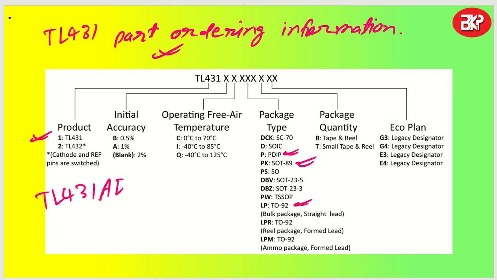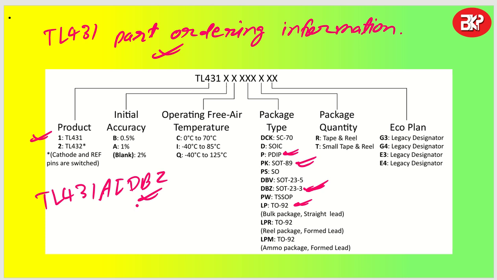TO92 package will also be very costly, and it has the maximum heat dissipation capabilities. For our understanding, we will take the lowest one, which is SOT23-3. That is going to be DBZ. This is the lowest cost that I will take. Now for package quantity, you can have tape or reel or something, so later you do not have to worry. So this is my part number that can be utilized very easily.